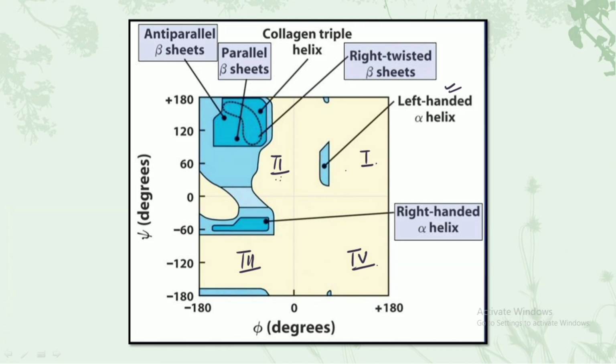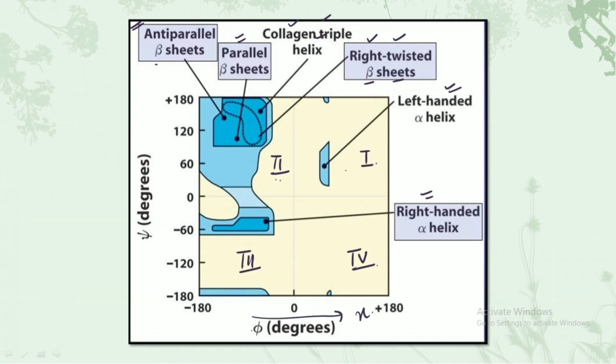In the second quadrant, we have the maximum density of the types of proteins found, that is, we can find the anti-parallel beta sheets, then the parallel beta sheets, collagen triple helix, right twisted beta sheets. You have to remember about this. In the third region, we mainly find the right-handed alpha helix, and in the fourth region, a very small or almost negligible amount of amino acids could be found.